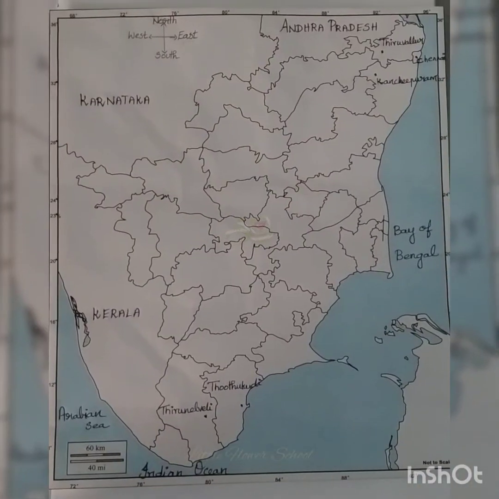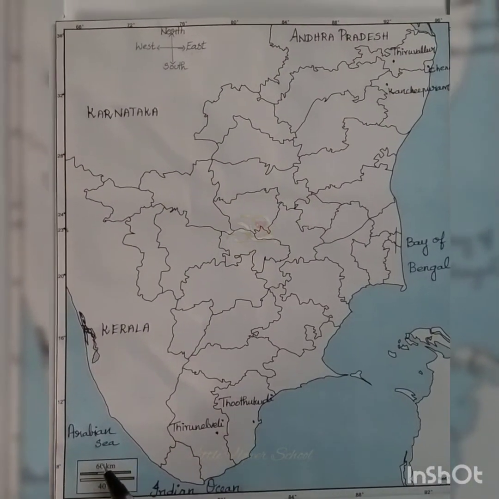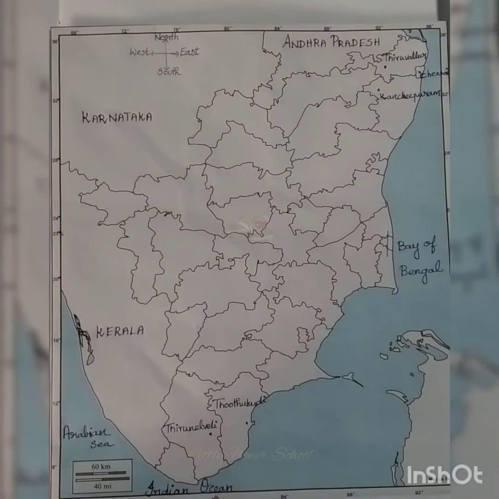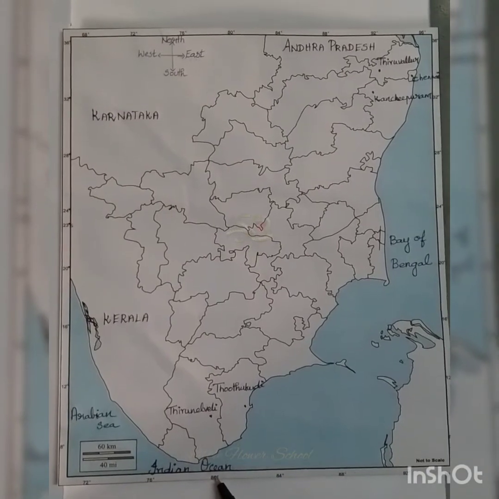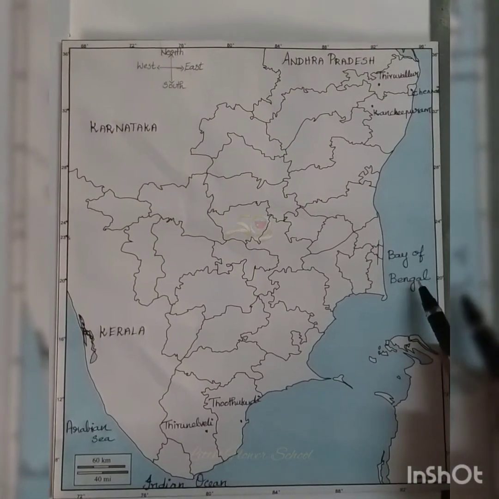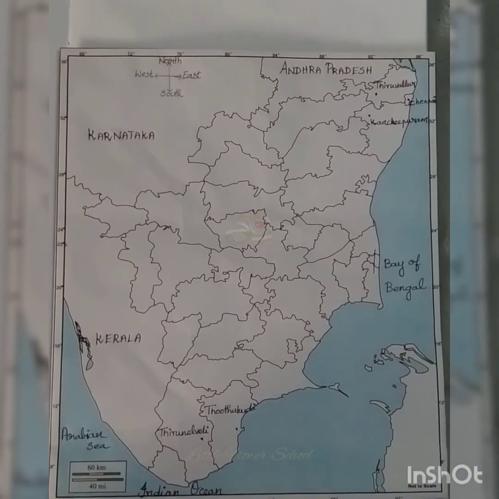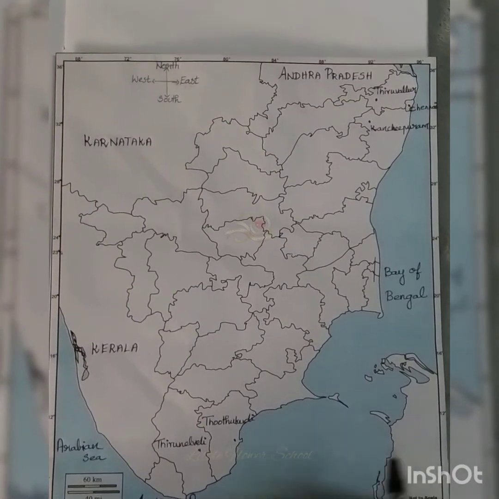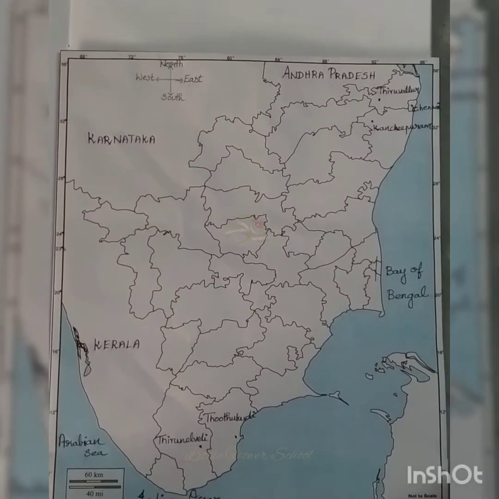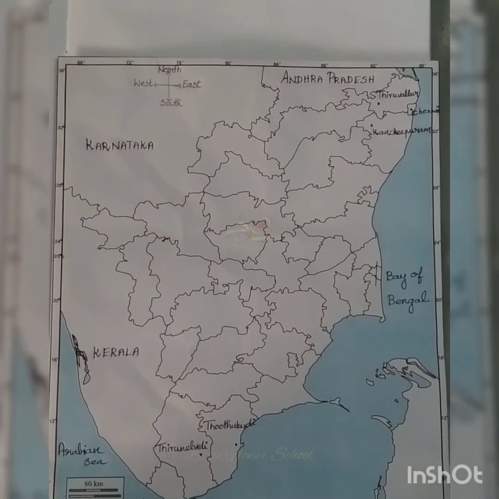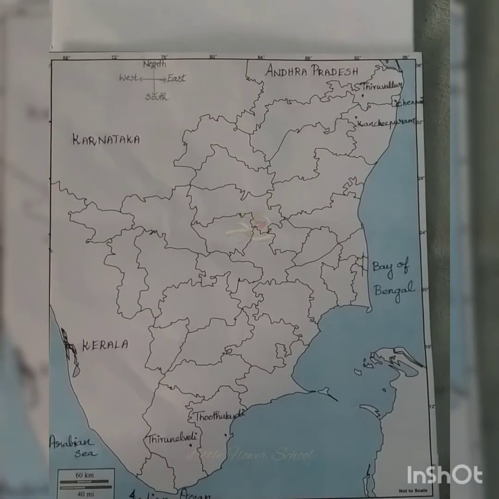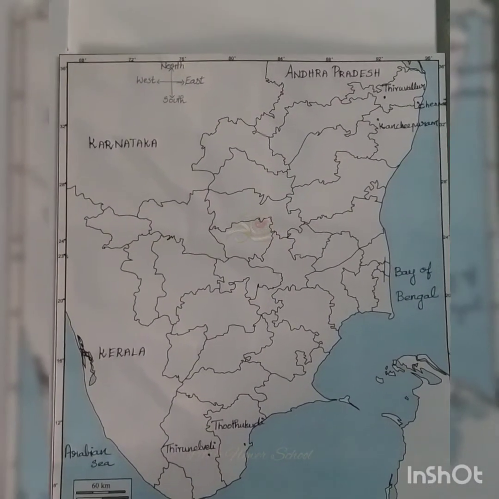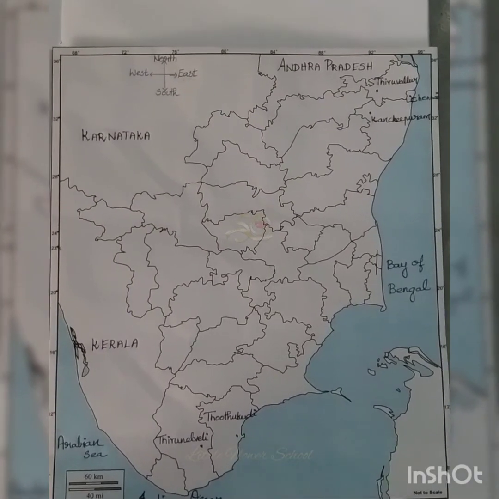We are going to mark the oceans. Arabian Sea here, the west. Indian Ocean, the south. Bay of Bengal, east. Mark it neatly, children. You need not color the oceans. It is already blue in your map. So these are the 3 oceans. Hope you have understood how to mark the important districts, neighboring states and oceans in the Tamil Nadu political map.